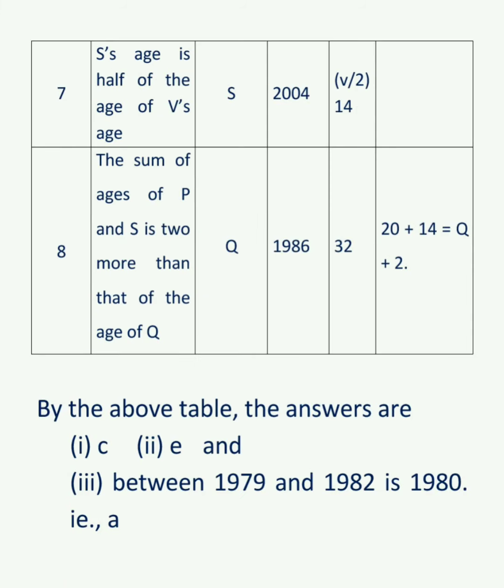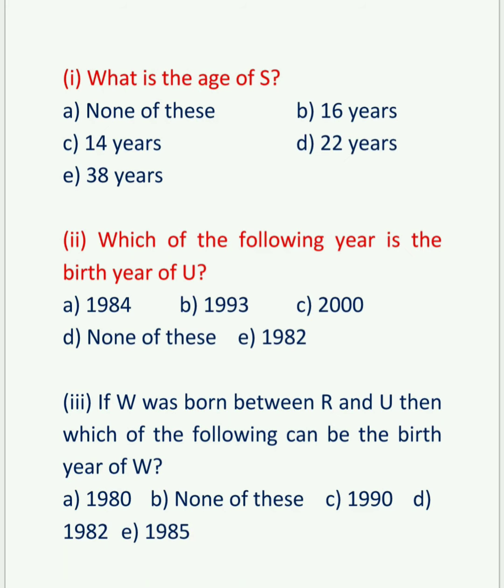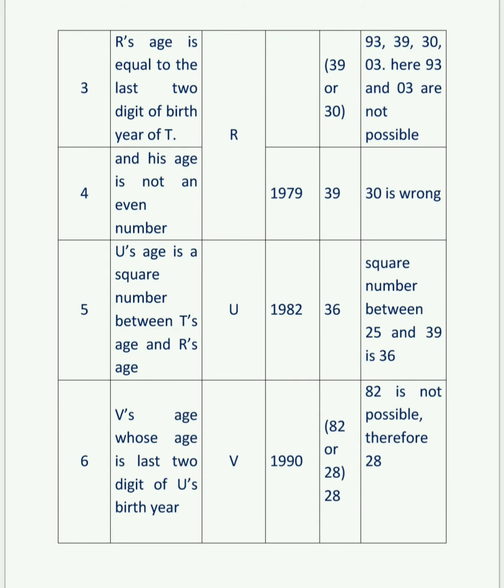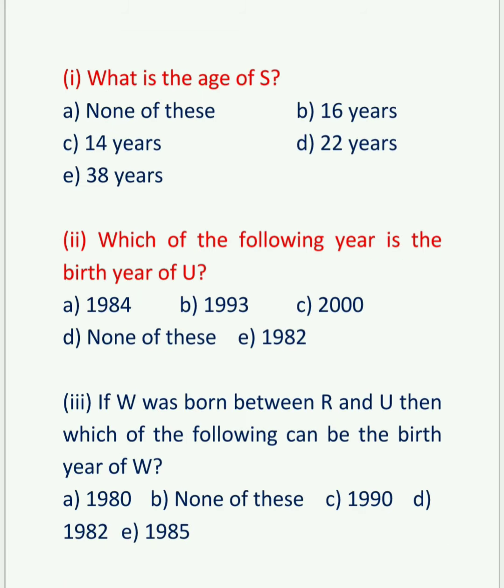From the table it is clear that the age of S is 14. Question number 2, which of the following years is the birth year of U? From the table we see that the birth year of U is 1982.